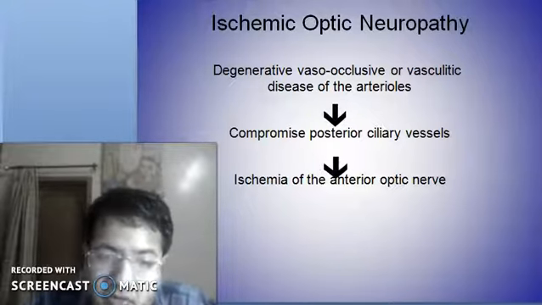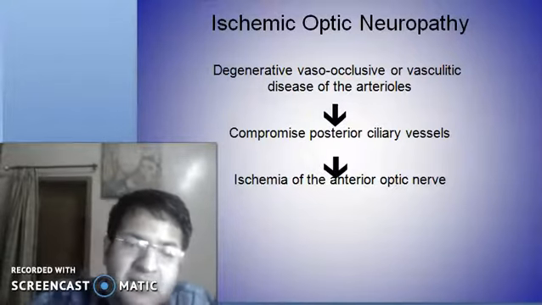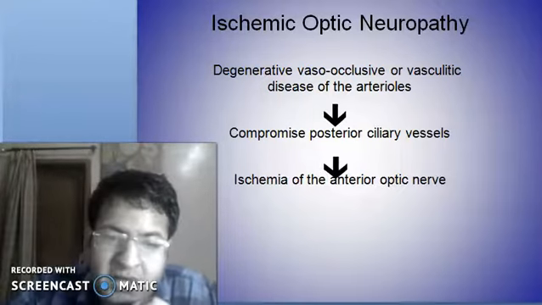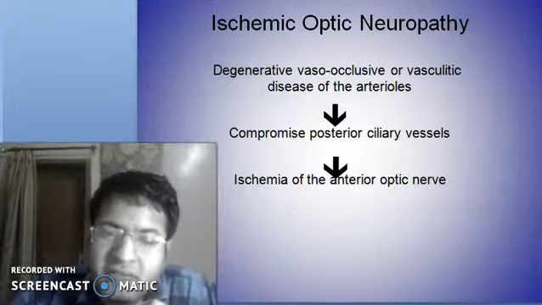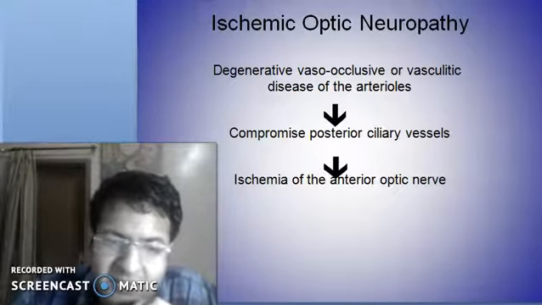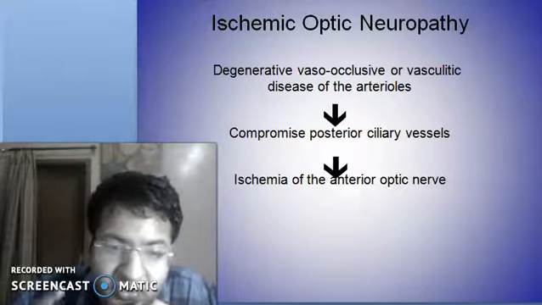Anterior can be divided into arteritic ischemic optic neuropathy and non-arteritic ischemic optic neuropathy. Why does it occur? Because of degenerative, vaso-occlusive or vasculitic diseases. Vasculitic means inflammation of the vessel walls of the arterioles, not the arteries but of the arterioles.